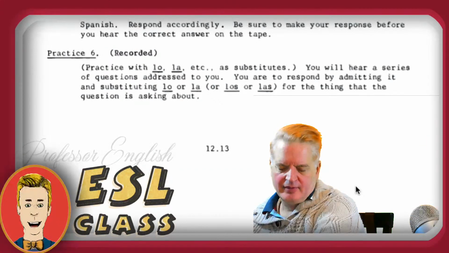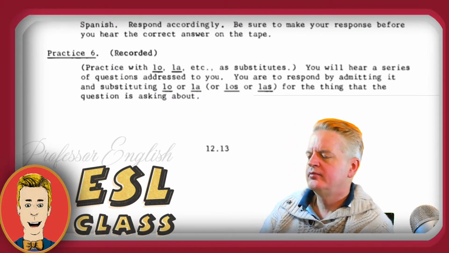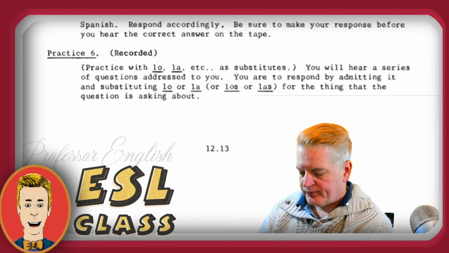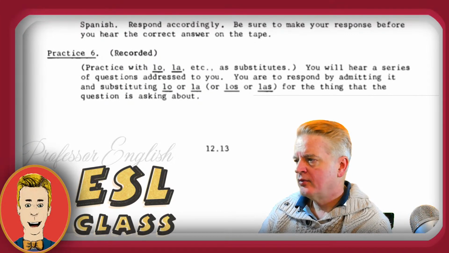¿Usted vendió el carro? Sí, lo vendí. Number 2. ¿Usted vendió la mesa? Sí, la vendí. Number 3. ¿Usted escribió los ejercicios? Sí, los escribí. Number 4.